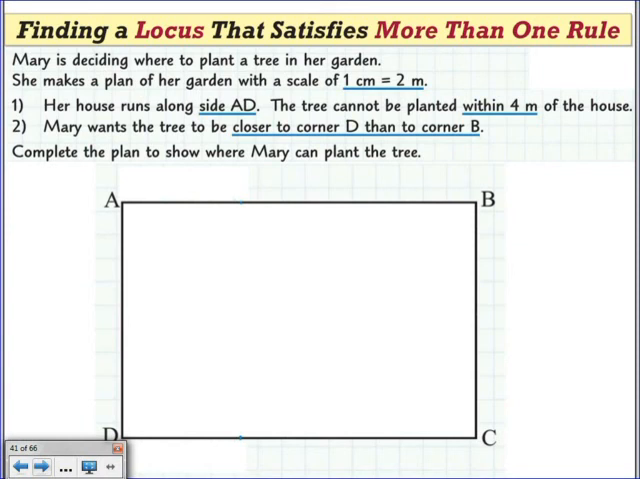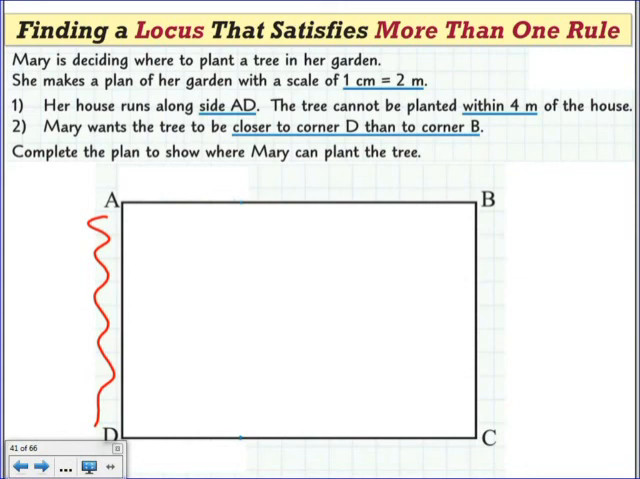We've got a garden, A, B, C, D. And in the garden I want to plant some trees. The garden's got a scale of 1 centimetre equals 2 metres. Right? Mary wants to plant these trees. Her house runs along AD, so the line there, AD, that's where her house is. Yeah? And she said that the tree cannot be planted within 4 metres of the house.